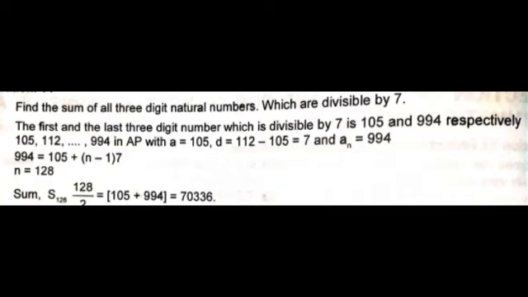Now using the formula for the sum of n terms, S128 is equal to 128 by 2 into (first term plus last term), that is 105 plus 994, which results in 70,336. You can also calculate and check it. Here again, it is 128 by 2 into (105 plus 994); it is not the equal to sign.